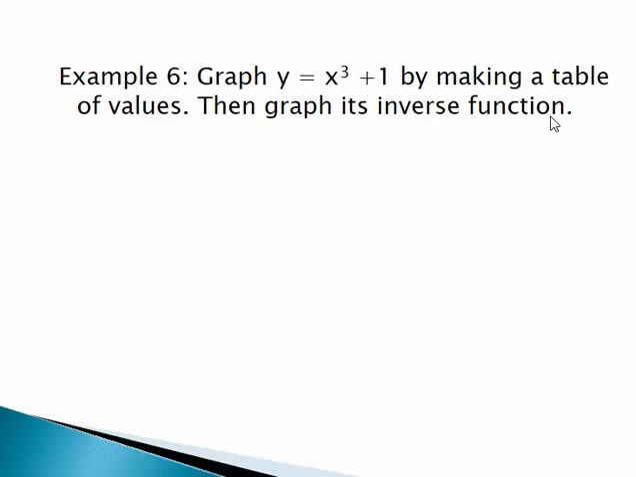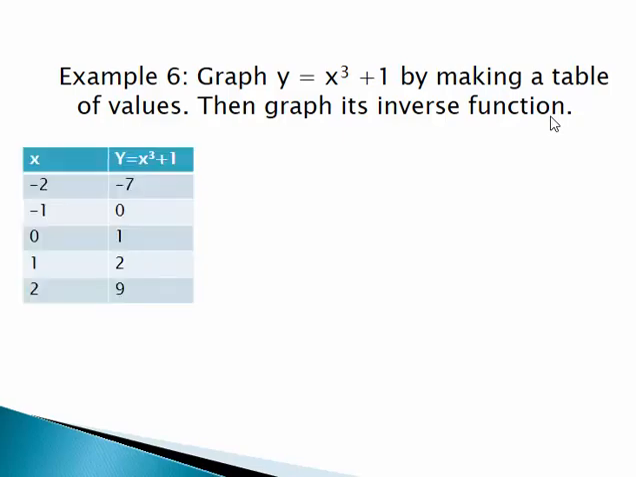So, an example: graph y = x^3 + 1 by making a table of values, then graph its inverse function. We have already talked about transformations. You could think if you were to graph this, you're going to get x cubed, which has that certain propeller kind of shape, and then the plus 1 is going to move it up 1. But we can generate that by making a table of values as well.